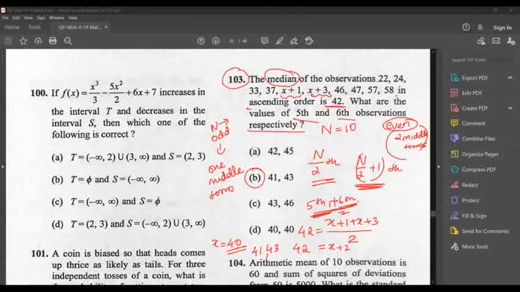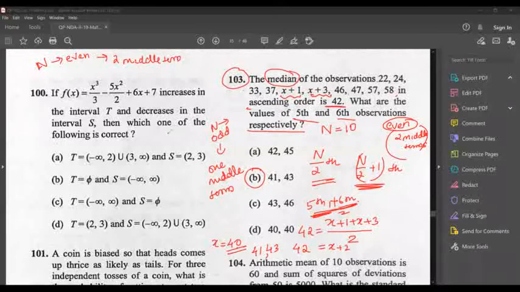Okay. So what is the takeaway from this question? What all things you will learn by heart? You have to check what is n. If n is even, you have two middle terms. What are the middle terms? Okay. So if n is even, you will have two middle terms.